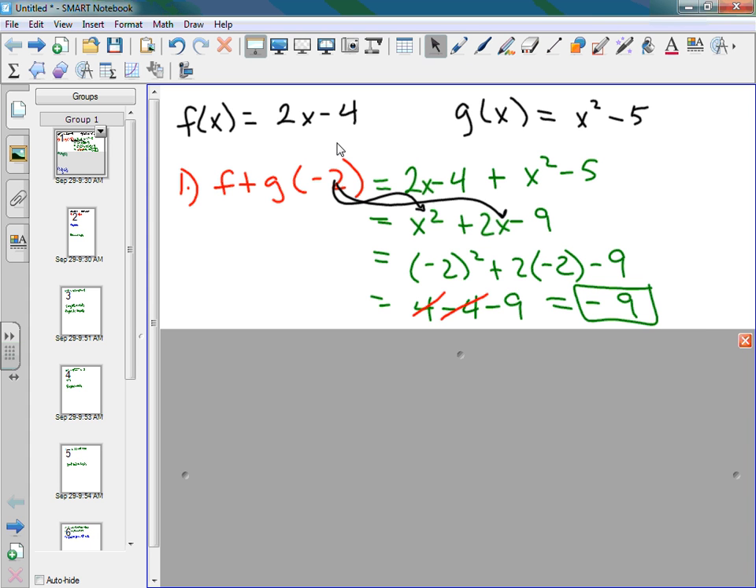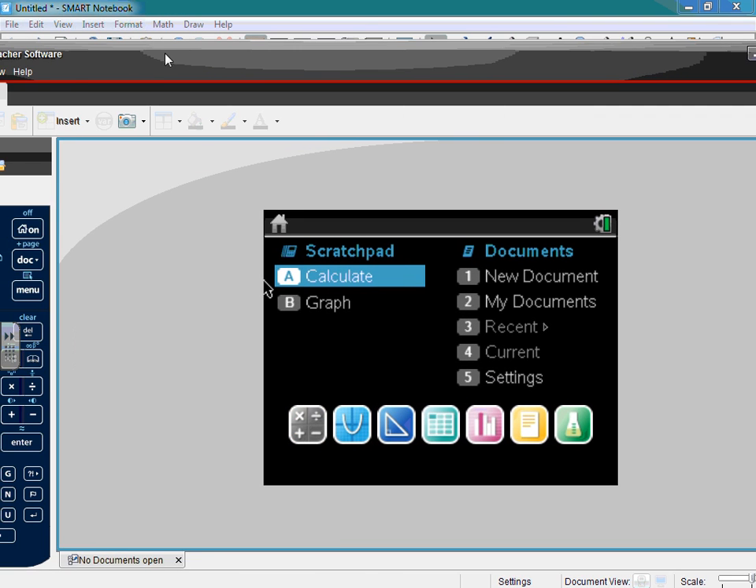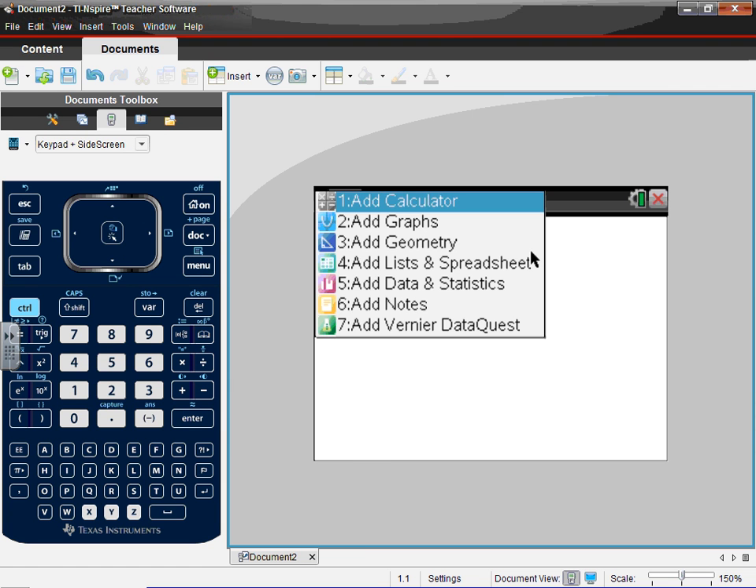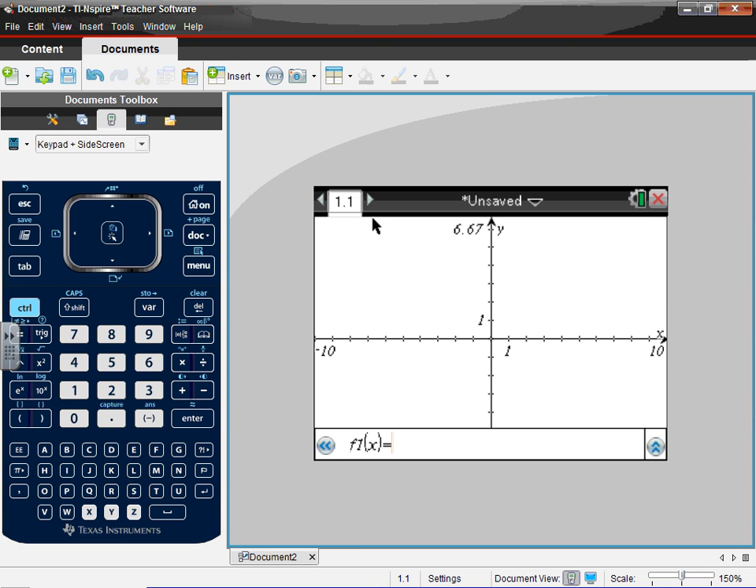Get your calculators out. I want to show you a trick. Okay, then no trick. Okay, go to your home screen, and we want a new document, and I want it to be a graphs. Figure it out.